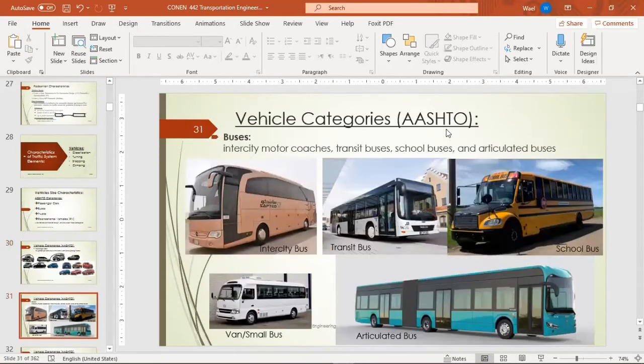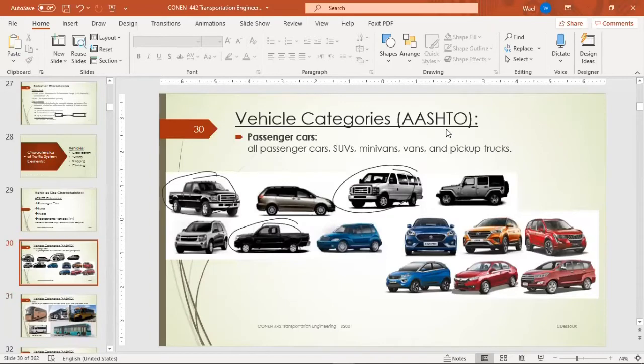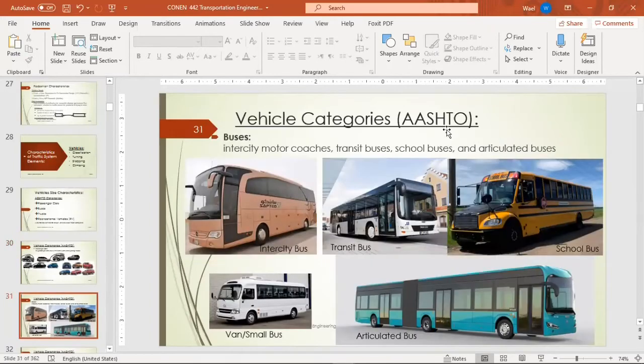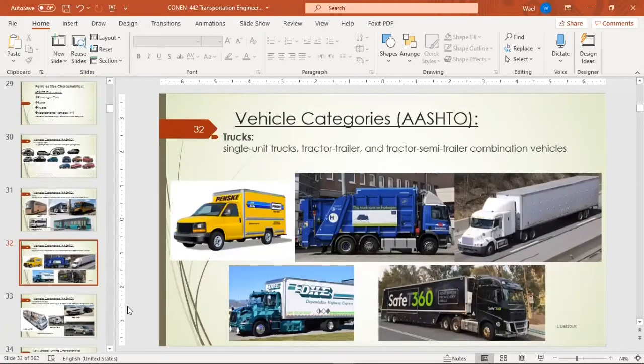These are buses. Okay, I'm sorry. These are buses. The buses covered here, you can see, this is an intercity bus that's connecting between cities, this is a transit bus, this is a school bus, this is an articulated bus, sometimes you see it in the airport, and this is what we call a minibus. These are buses. And here are the trucks. It starts from these two-axle trucks and goes down to the 18-wheelers.